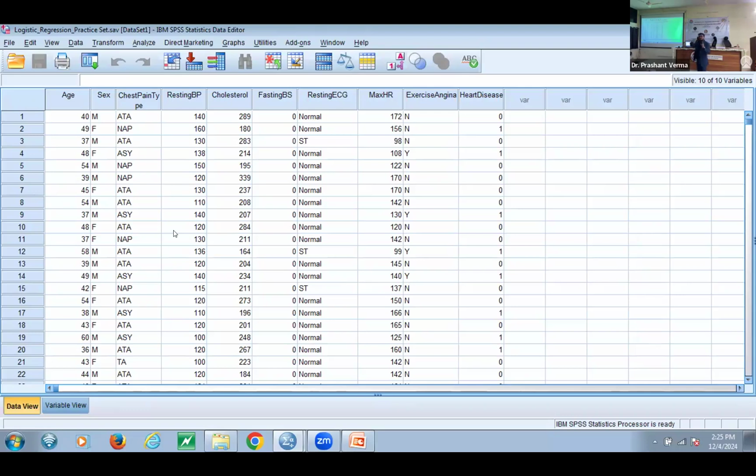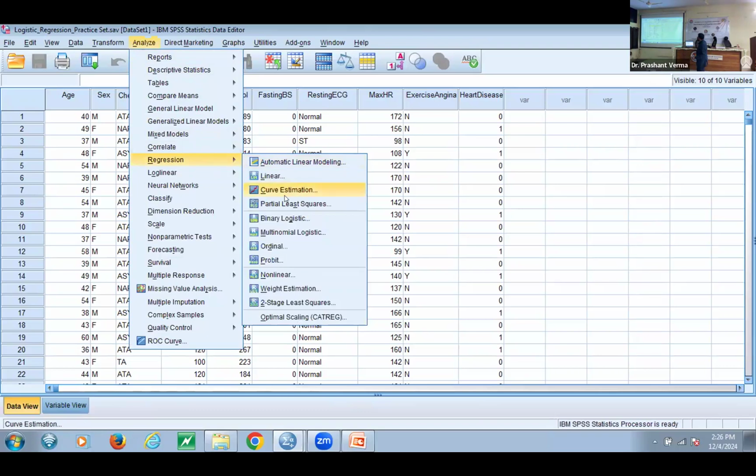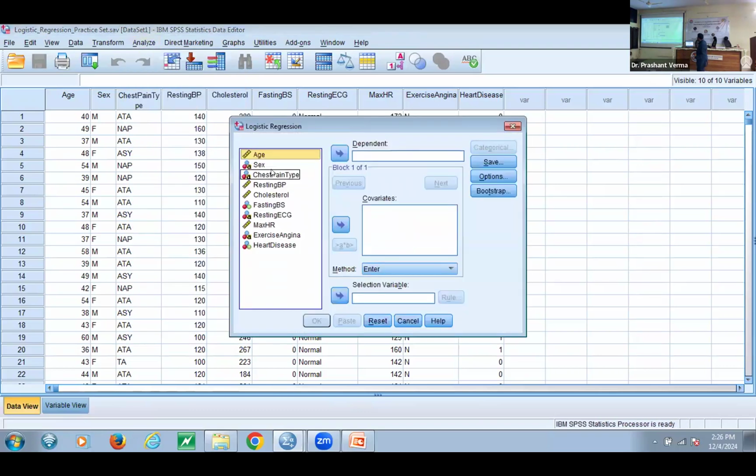As I suggested, always create or relabel your categorical variable in terms of numbers. Then we will get to know which category we should take as a reference. So what was the path? Can anybody suggest? Analyze, regression, binary logistic. So which variable should I put in the dependent? Heart disease. For this instance, we can put all the other variables as covariates. Correct?